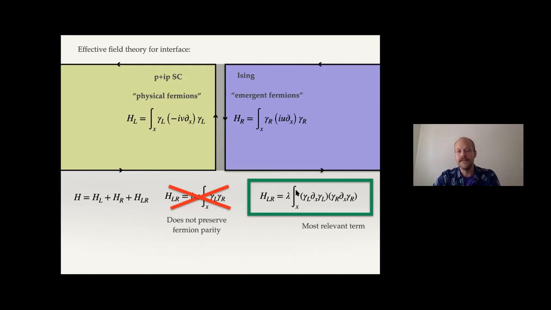Now we should be careful, since this term is highly irrelevant. It's got 4 Majorana operators and 2 derivatives. And so we should be careful when we say that this term gaps out the interface.